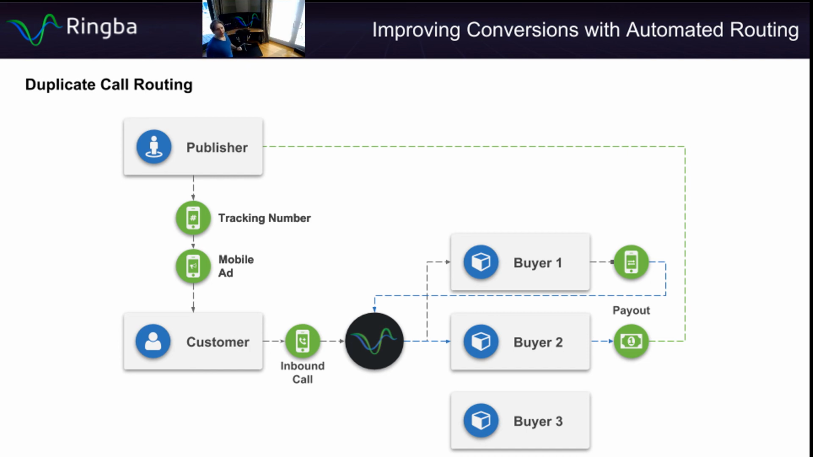And so what happens here is a publisher, or you, generates a tracking number, you place your ads, consumers see it, they pick up the phone and dial, and it goes through Ringba. Now, buyer one bought this call the first time. Let's just assume for a minute that they bought it, they paid for it, and you got that money. Now, for whatever reason, the consumer called back.